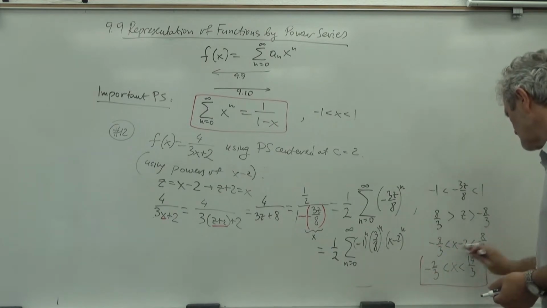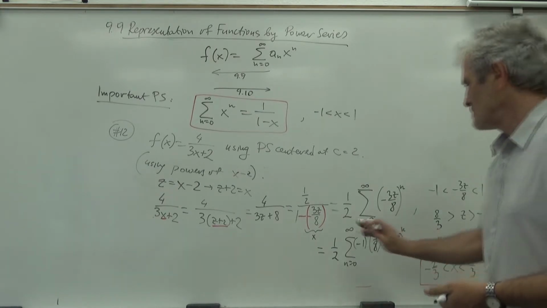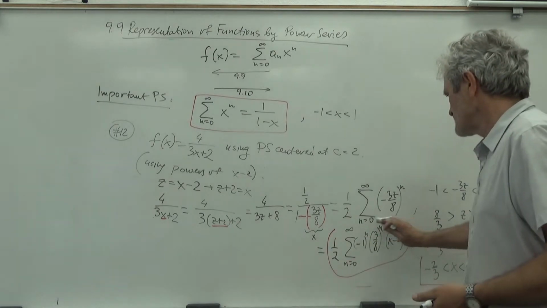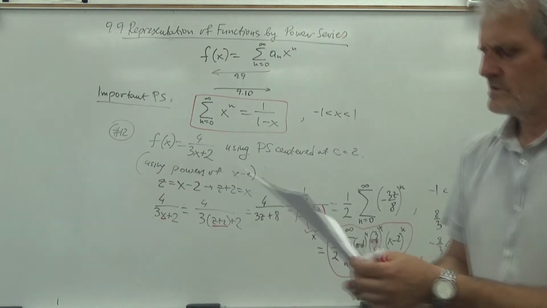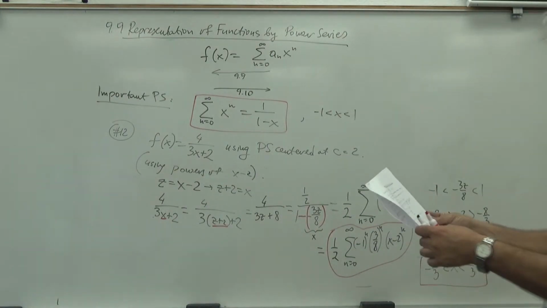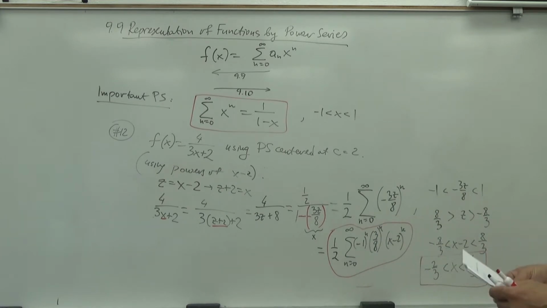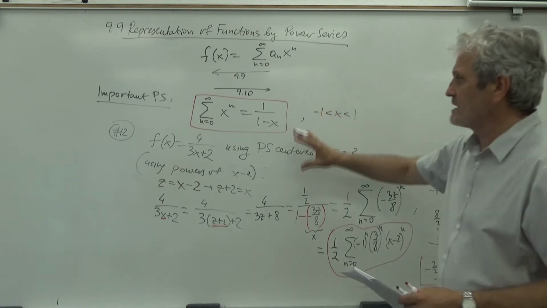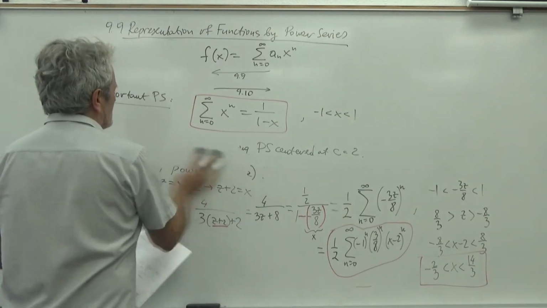So as long as your x is between these two numbers, then your expression 4 over 3x plus 2 could be represented using this power series. Let me check my calculation. Good. That's it. So as I said, we are playing with the same idea, just rearranging the expression so that we can call this formula.